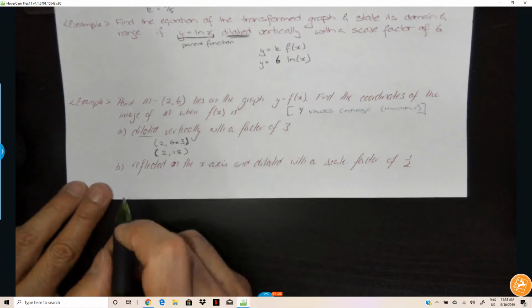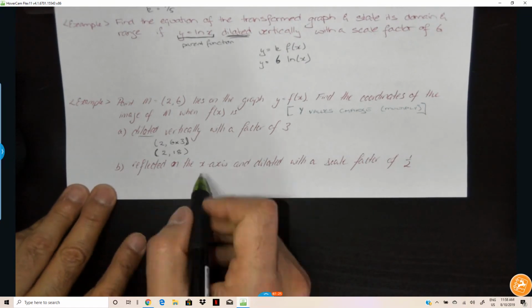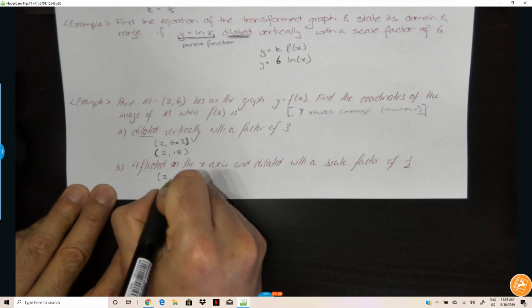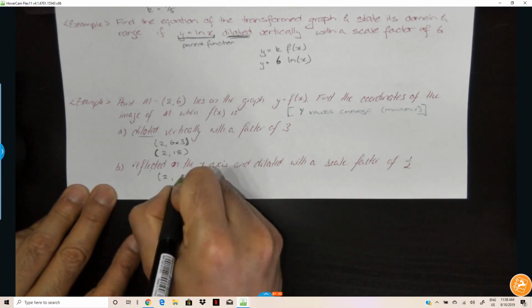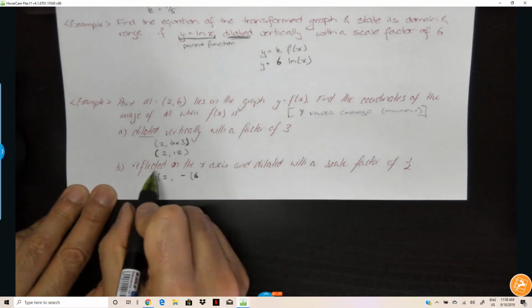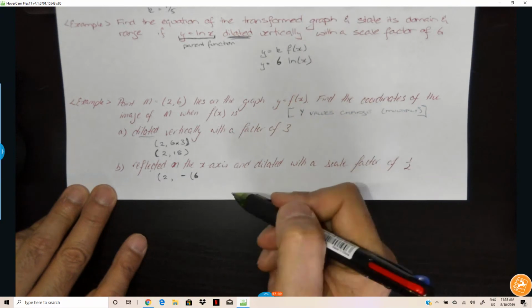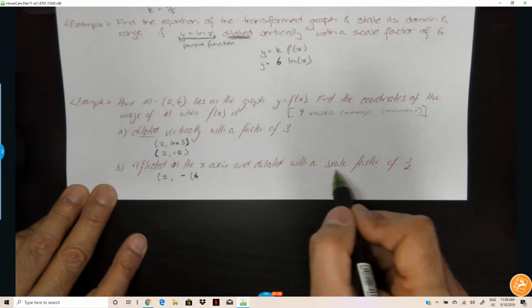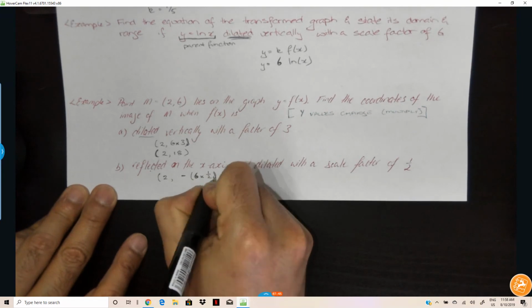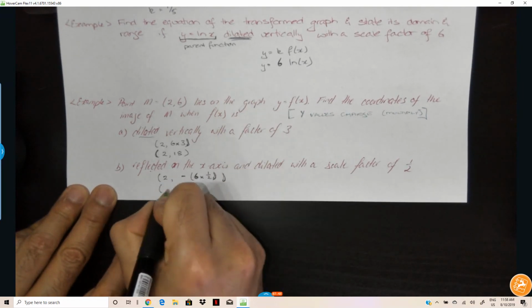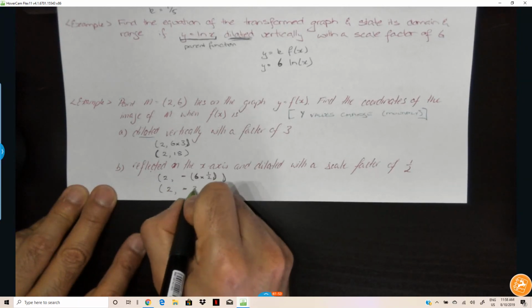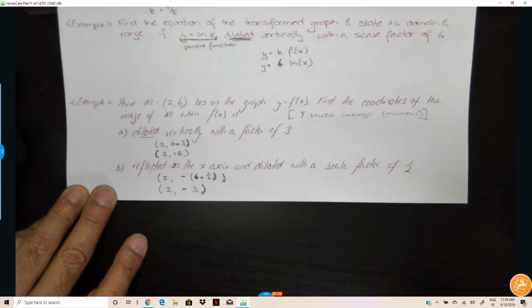The second part, B. We want to reflect it around the x-axis. So it's going to end up having a negative value, because we're reflecting along the x-axis. Yeah. And we want to dilate it with a scale factor of 1/2. So what we want to do is multiply it by 1/2. Okay, so our new coordinates will be 2, negative 6 lots of 1/2 is 3, so 2, negative 3. Okay.